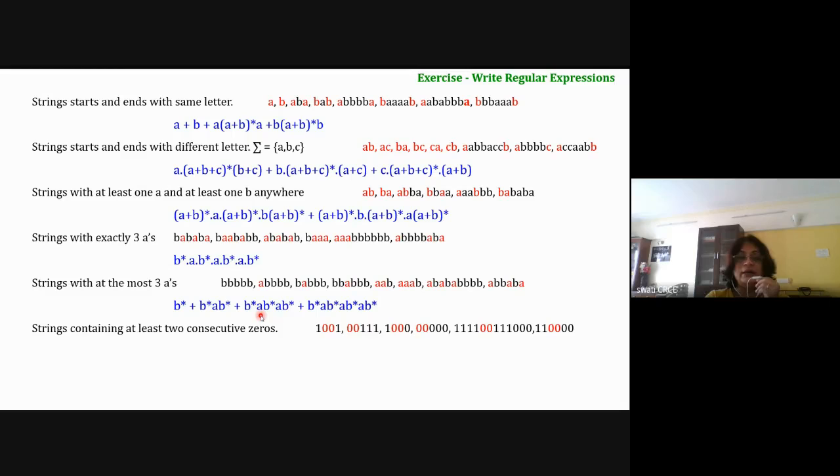The string should contain at least two consecutive zeros. The string should contain at least one time two consecutive zeros. So like here, there are 5 zeros. So zeros are consecutive multiple times, but at least one should be there. If it is there once only, it is allowed. It will go to the final state. After reaching the final state, anything can be there. With 2 zeros, the machine will go to the final state. After that, anything can be there. And before that, any number of ones are there.